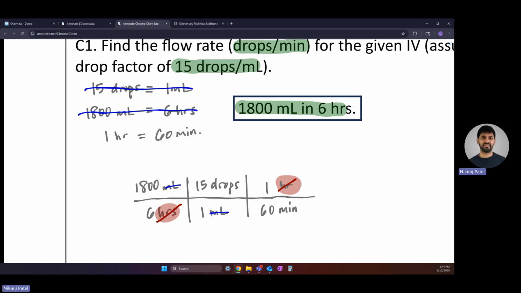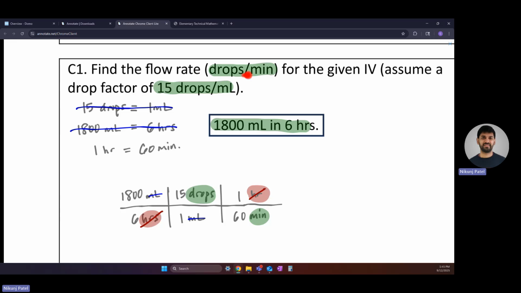This allows for the hours and the hours to cancel. So this not only shows you that they cancel, but this teaches us that you don't need for the hours to be right next to each other in the entire chart. They can be anywhere as long as one of those units is across the top somewhere and one is in the bottom. They can be separated like this though, and they'll cancel just like we cancel milliliters, milliliters. And now what do we have left? We have left drops over minutes, which is what we wanted. The question said, find the flow rate in drops per minute. This is what we wanted. We don't want the drops per minute to cancel. We want to keep those.